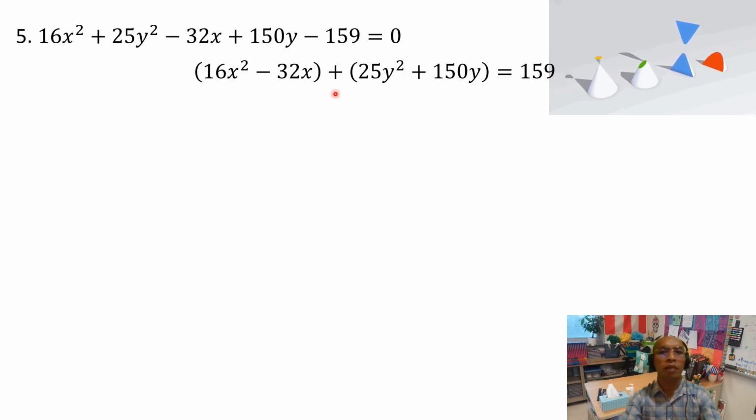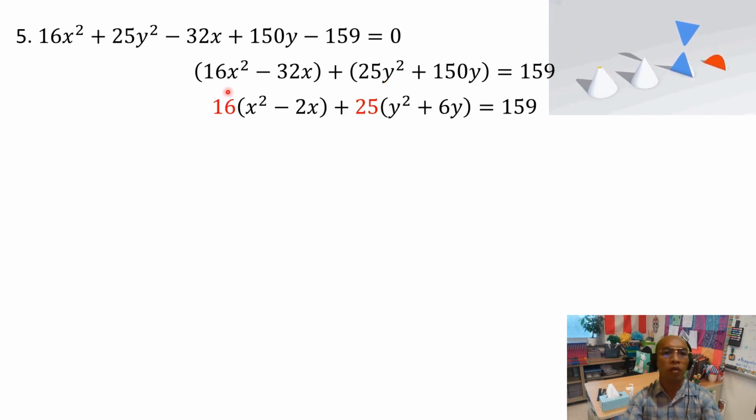So again, by completing the square, group the terms with the same variable. So 16x squared minus 32x, then plus 25y squared plus 150y, transpose the constant to the right, which becomes 159. So this is positive 16. The coefficient of x squared and the coefficient of y squared must be positive 1. By factoring the common factor, 16x squared divided by 16 is x squared. 32x divided by 16 is 2x. The common factor of 25 and 150 is 25. 25y squared divided by 25 is y squared. 150y divided by 25 is 6y.